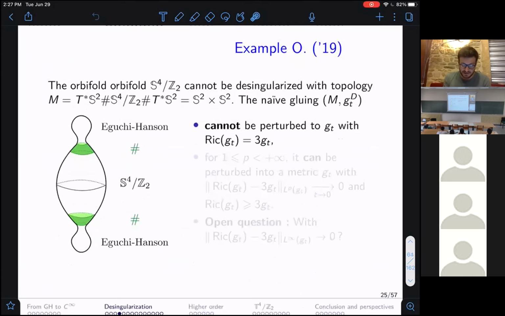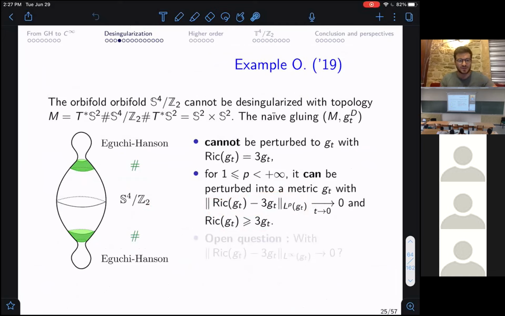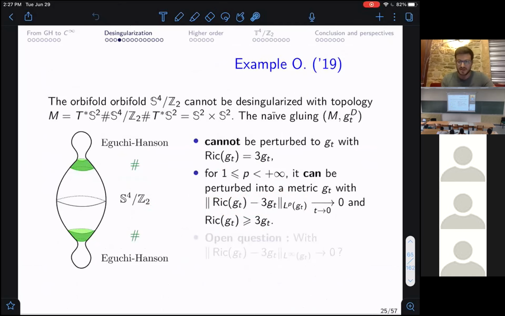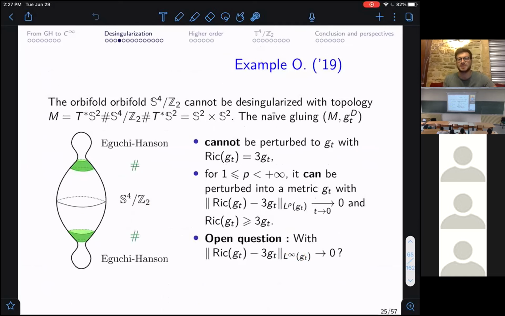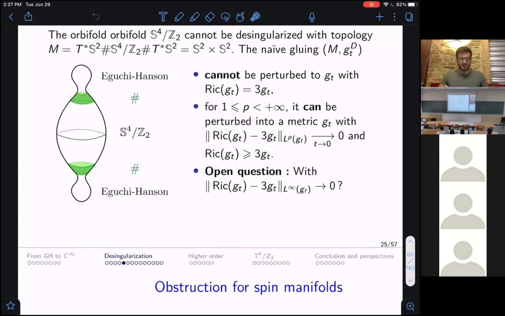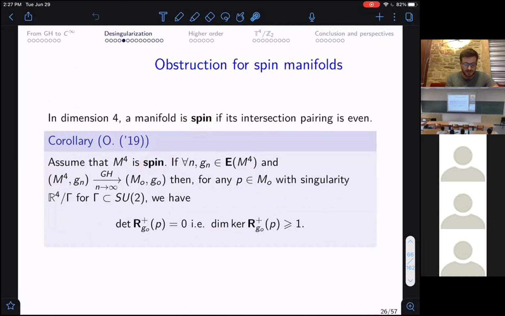What you can do is perturb it to something which has pinched Ricci curvature in an LP sense and maybe some bound on the Ricci curvature if you want. And that's fine, you can do it, but you cannot have the exact equality. And an open question for people interested could be to try to do the same thing with L infinity instead of LP. And I don't know what should be the answer. So this was an obstruction under some topological assumption. Another assumption that you can make is that you are spin. And again, for your right singularities, you will find the obstruction.